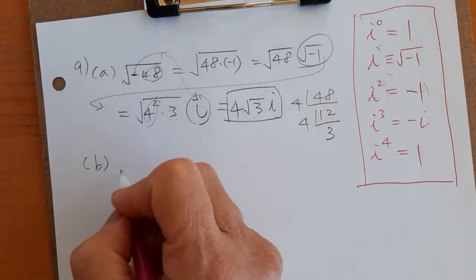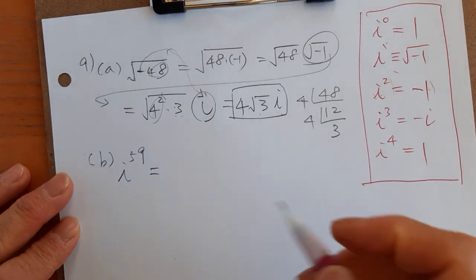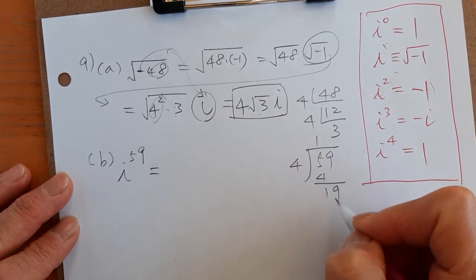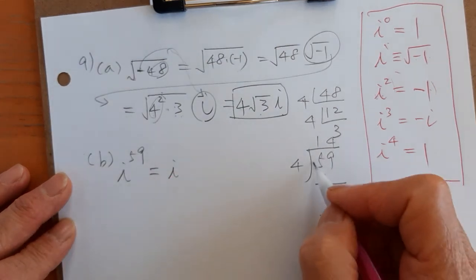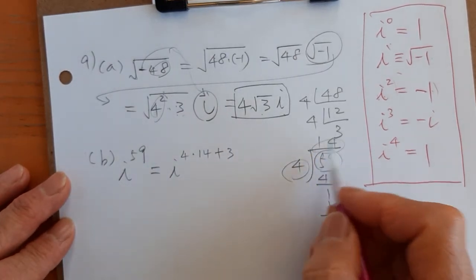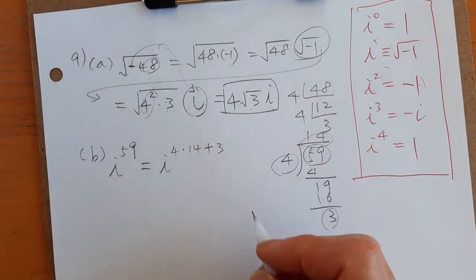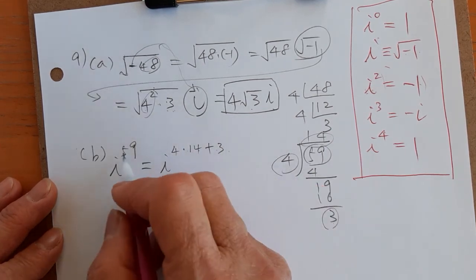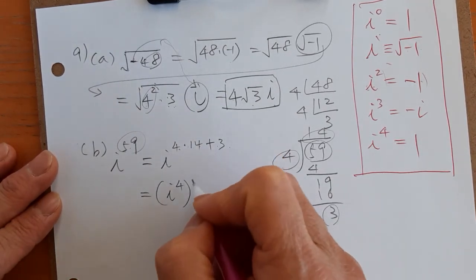9b, simplify i to the power 59. Now, i to the power 59, 59 is divided by 4. You got 1, 4, 9, and 4, 16. The remainder is 3. So 59 is equal 4 times 14 plus 3. 4 times 14 is 56. 56 add 3, it's 59. So you can write it like this. 4 times 14 is 56. Add 3, it's 59. So for this one, you can use the power rule of exponents.